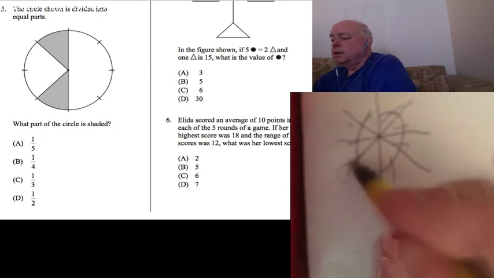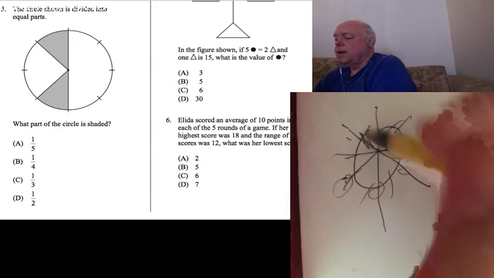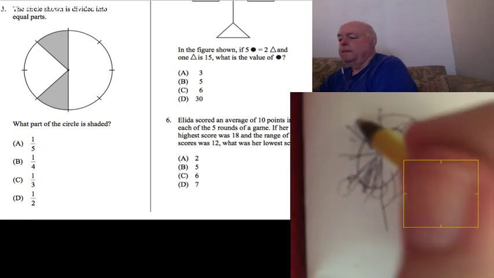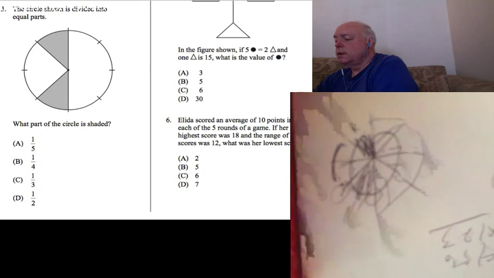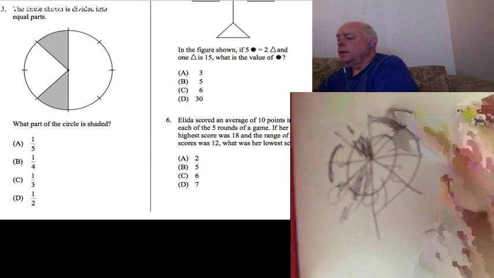So what they're telling us is they shaded some of that. They shaded this here, and they shaded this here. So we basically have this half is unshaded, and we have a part here, and a part here, and some part here. So now let's go back to the words. The circle shown is divided into equal parts. So we know that this here, let's call it x, and this here, y, we know x equals y, because it's telling us it's equal parts.